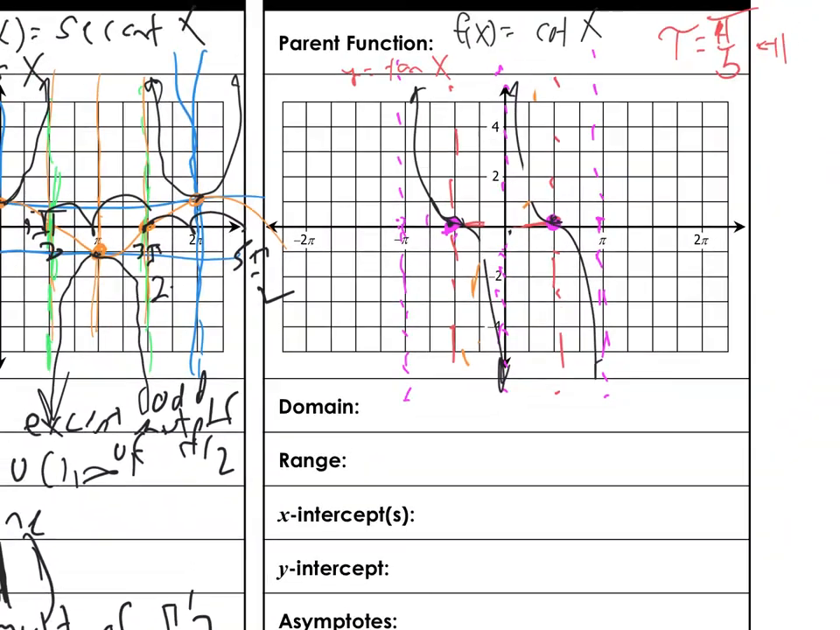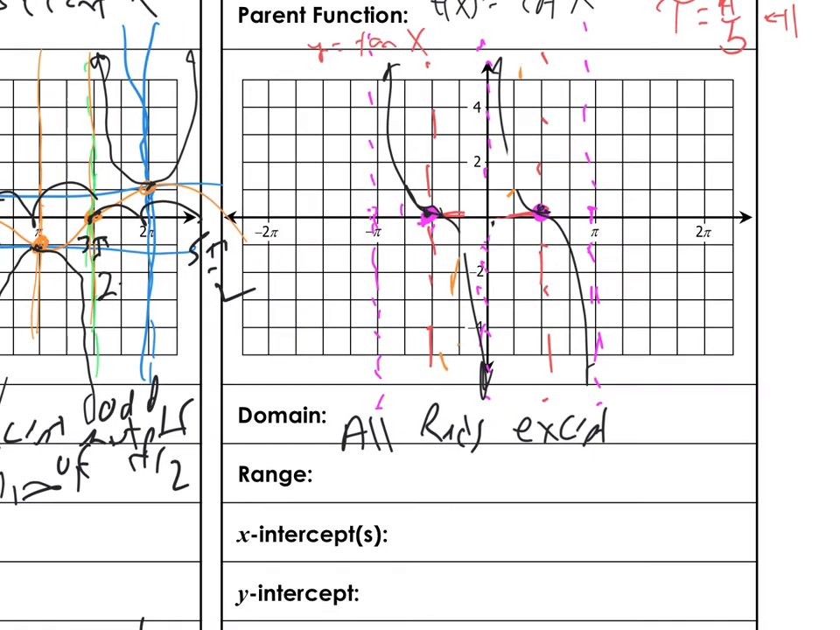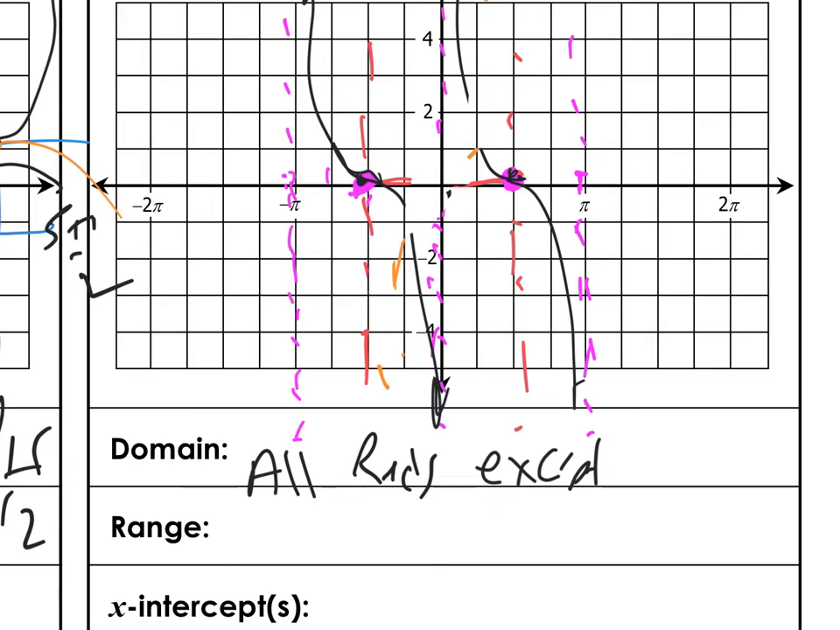All right, look at the cotangent. What's the domain look like? All reals? It's all x's, right? So it's all real, except for what? Multiples of pi? Or whole multiples of pi? Well, that's where the asymptote is, isn't it?